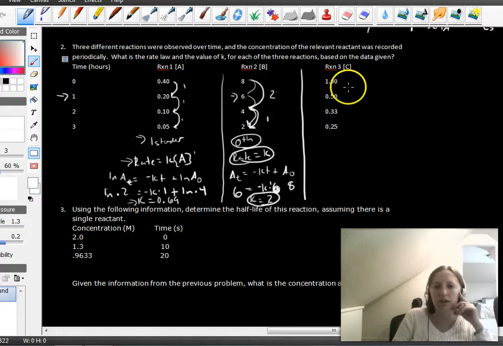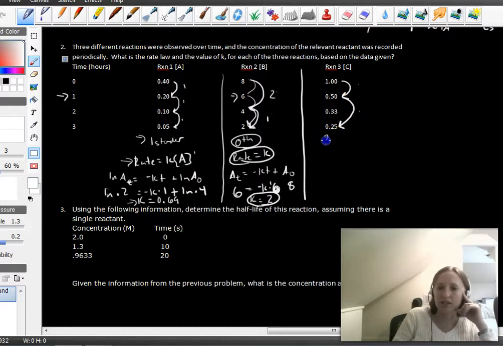For reaction 3, guess what this one is going to be? So here we've got 1 molar going to 0.5 molar in an hour. And then you lose a little bit more, but really I care about this. Here's my next half-life. So that's a half-life that's getting longer and longer. So this is second order. My rate equals k times A to the second power, and that means I use this formula.